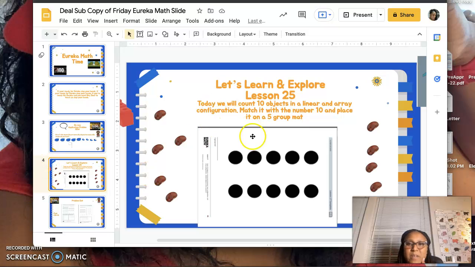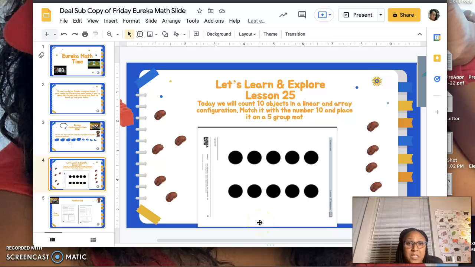All right. So what number is this? What number we're going to be working with today? Number 10. All right. We are moving right along. So 10. All right. So what do we call this right here? It is not called a 10 frame. It is called a 5-group mat. And it is called a 5-group mat because we have 2 groups of 5 dots.